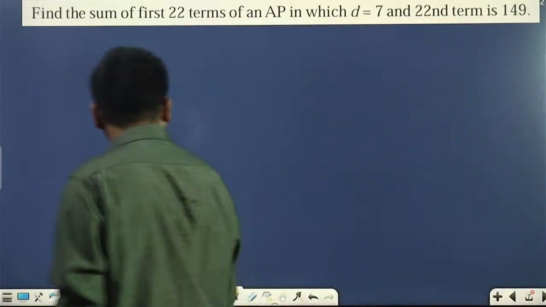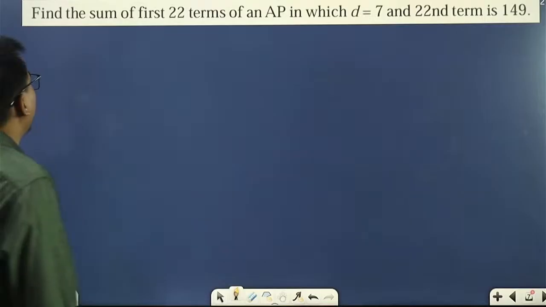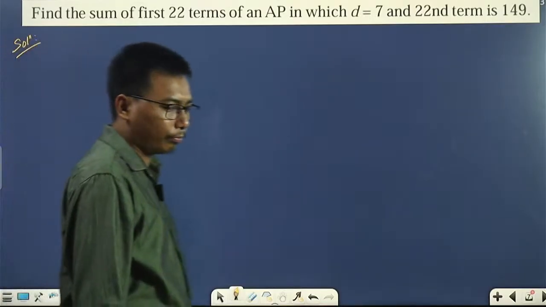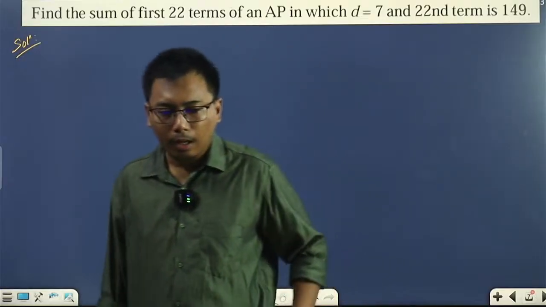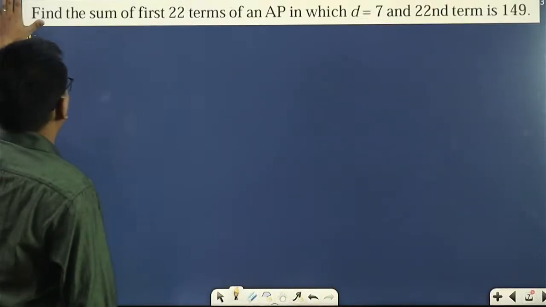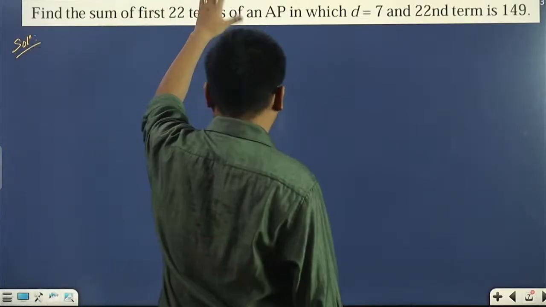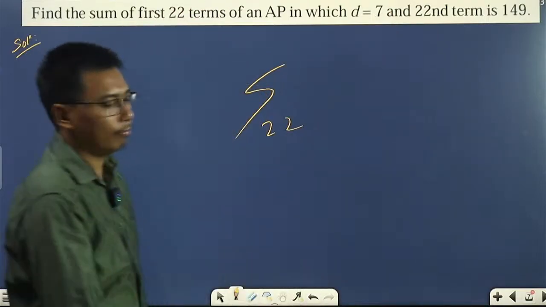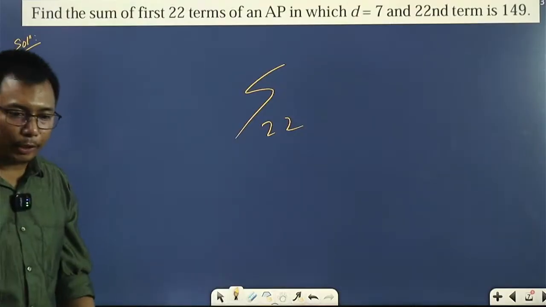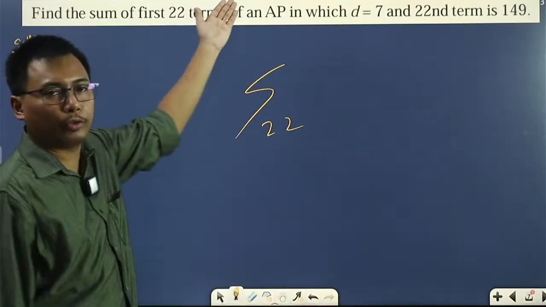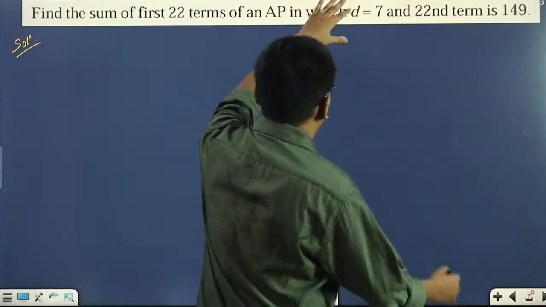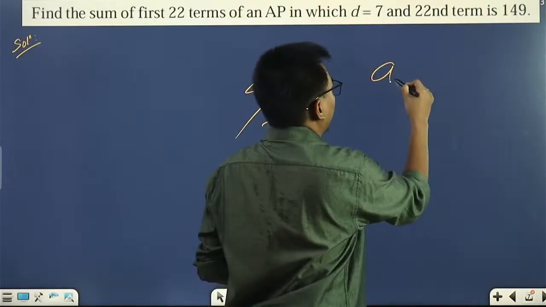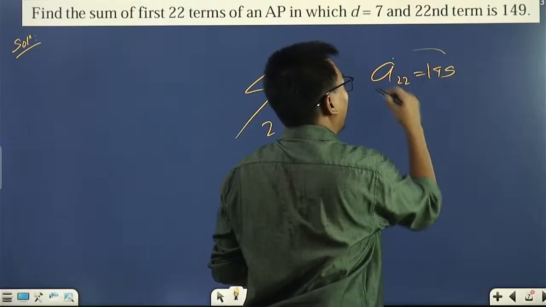Number 7. What do I have to find here? Next question. Find the sum of first 22 terms, which means we have to find S22, the sum of first 22 terms of an AP in which d is equal to 7. The 22nd term is given. See, how much is the 22nd term? 149.